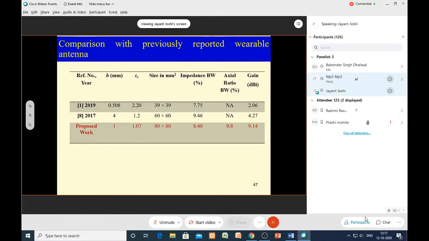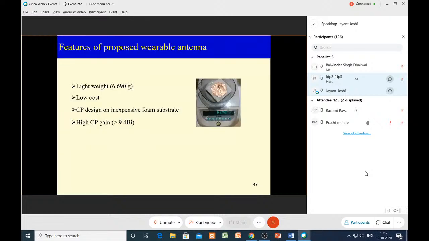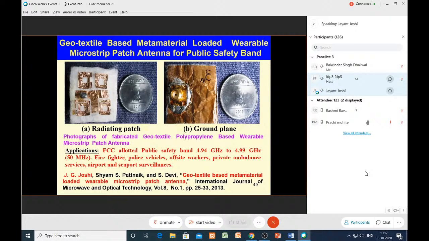We have compared our results with the previously published results, so we are at a good stage. This is the measured weight of that particular antenna. Another geotextile antenna, this is my PhD research work that I am presenting here.